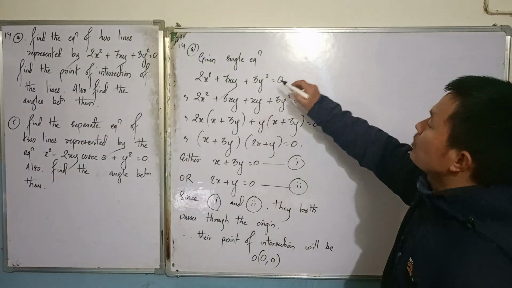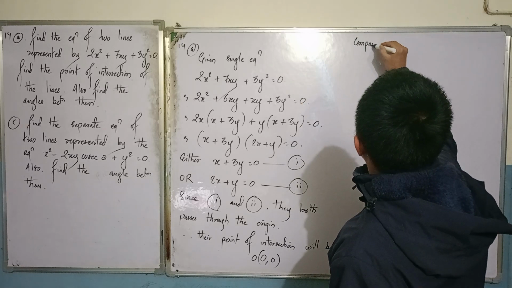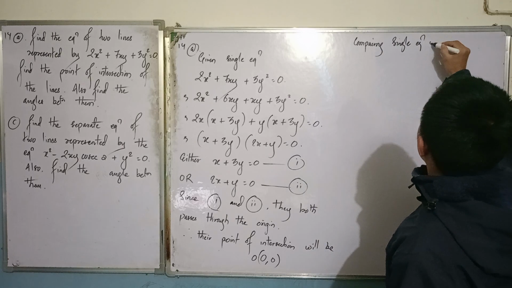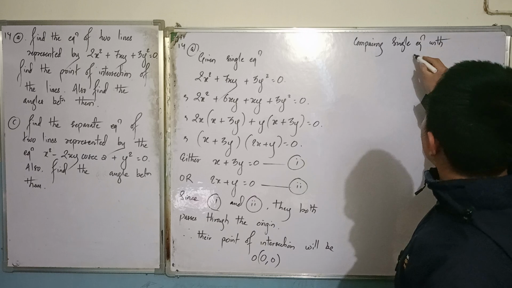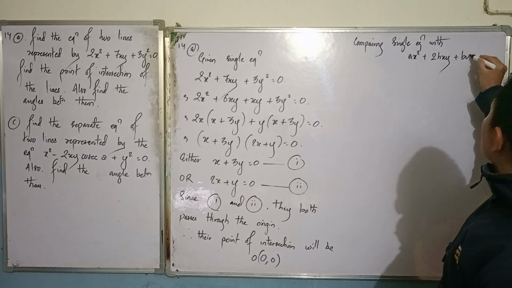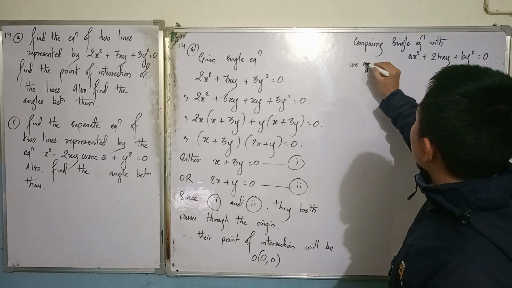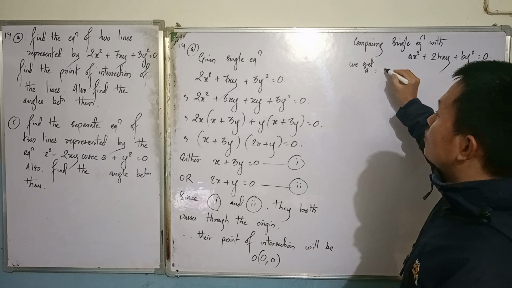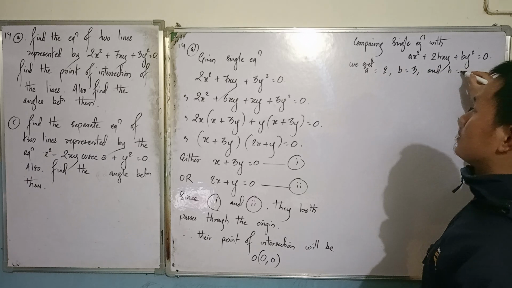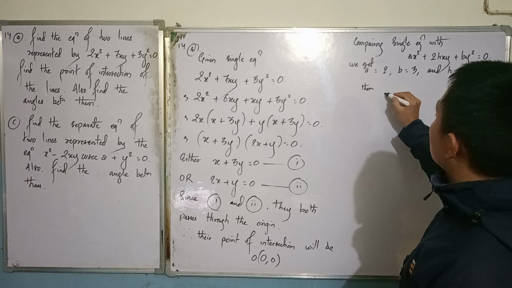So if you want to find the angle between them, just compare. So let's compare this with the single equation ax squared plus 2hxy plus by squared is equal to 0. We get a is equal to 2, b is equal to 3, and h is equal to 7 by 2. Then apply the formula.